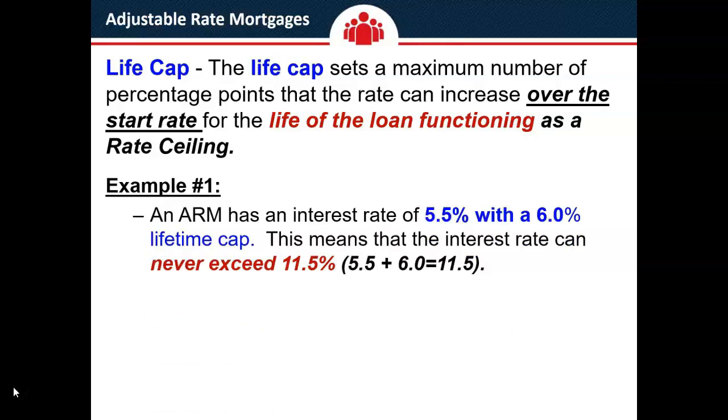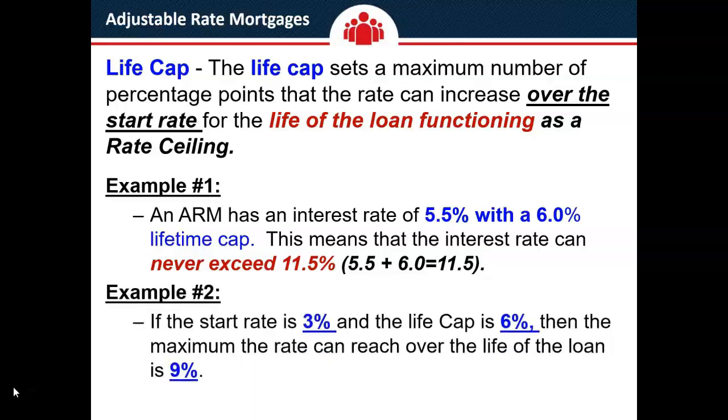Say you have a start rate of 5.5%. That's your start rate. And a lifetime cap, the most it can ever increase, is another 6% over that start rate. That means that the highest that your rate can be on this adjustable rate mortgage is 11.5%. Starting at 5.5, it may adjust every year, every 2 years, every 5 years, however it's set up, but once it adjusts another 6 points from where it started, it's capped out. The most it can be is 11.5%.